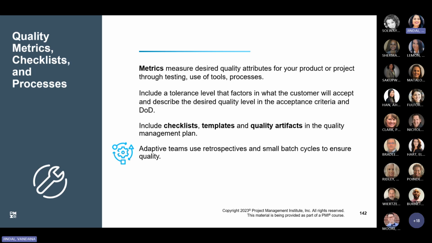So next we have quality metrics, checklists, and processes. Metrics measure the desired quality attributes for your product or project through testing and the use of tools and processes. It includes a tolerance level that factors in what the customer will accept and describes the desired quality level in the acceptance criteria. Tools include checklists, templates, quality artifacts, and the quality management plan.